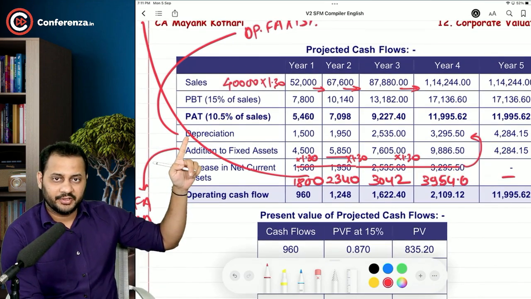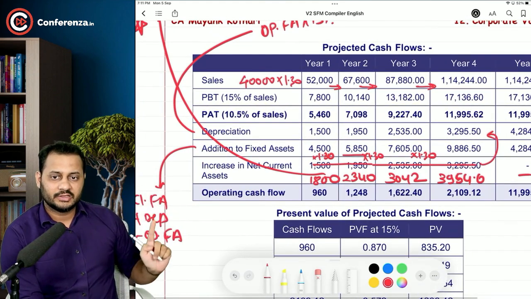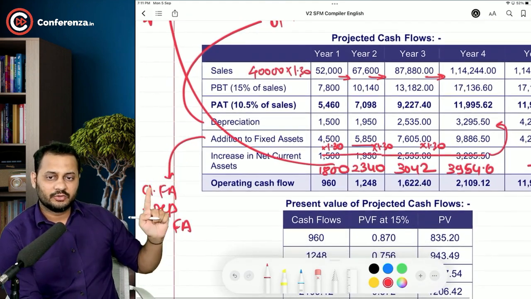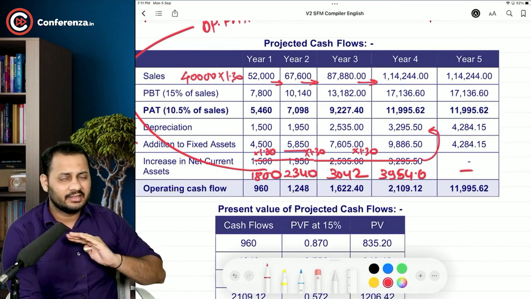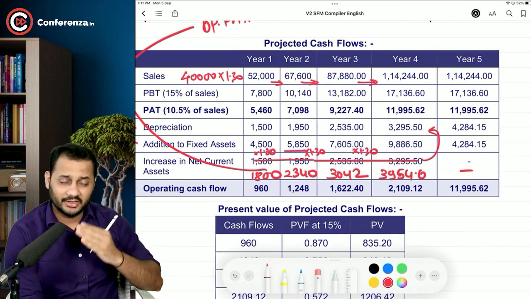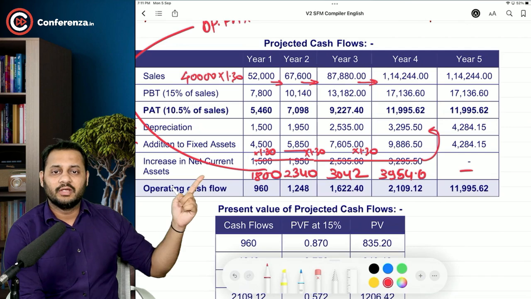How to calculate depreciation: opening fixed assets plus 15% gives closing fixed assets. Addition to fixed assets is closing plus depreciation minus opening. Increase in the net current assets is very simple. In the previous page, take the difference between opening and closing. You will have the figures.